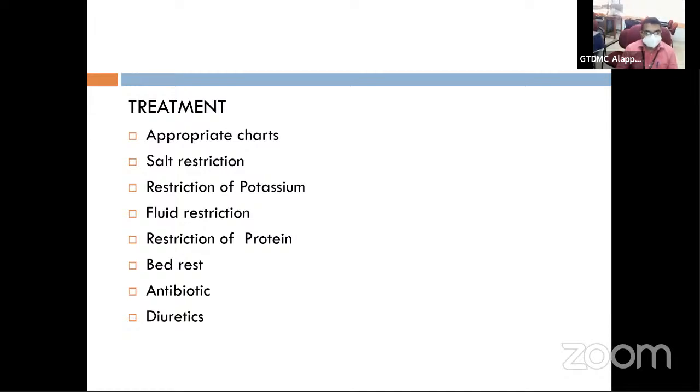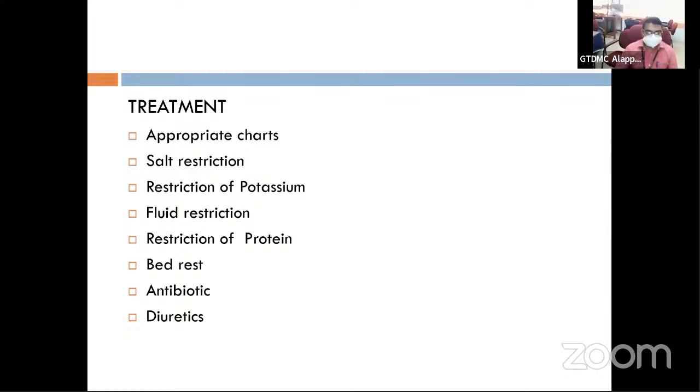Then salt should be restricted. No added salt should be given. Salt restriction is a must till the diuresis begins. Till the diuresis begins, salt should be restricted. Salt intake should be less than 1 gram per day.